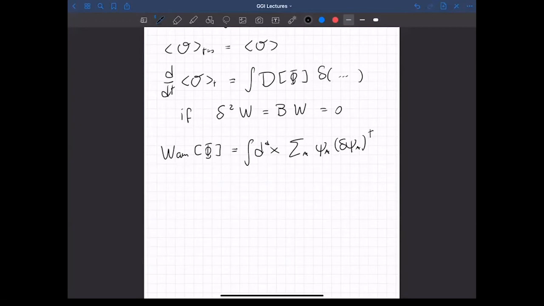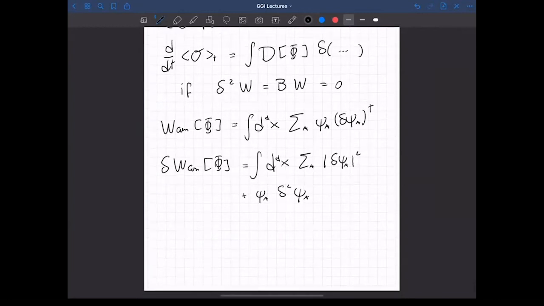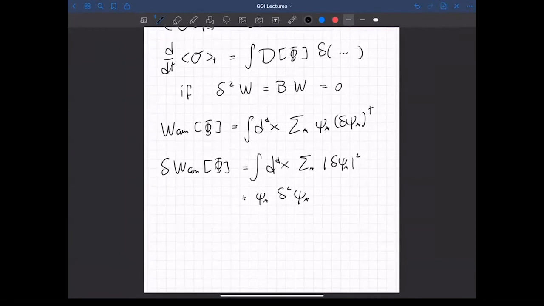And this dagger is some notion of complex conjugate, which I will discuss in a second. Suppose that this dagger is well defined. Now I consider the variation of my canonical localizing term and you find two contributions. One is the sum over delta psi alpha squared, and the second one is delta squared acting on psi alpha. Since psi is a fermion, this is my bosonic contribution, and it's quadratic, it's positive.